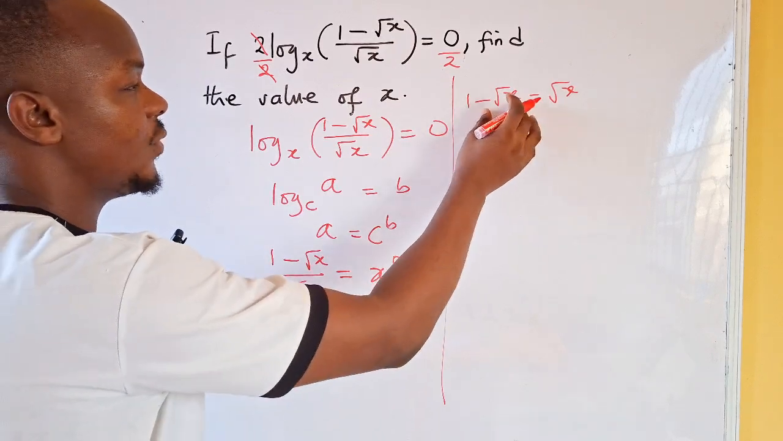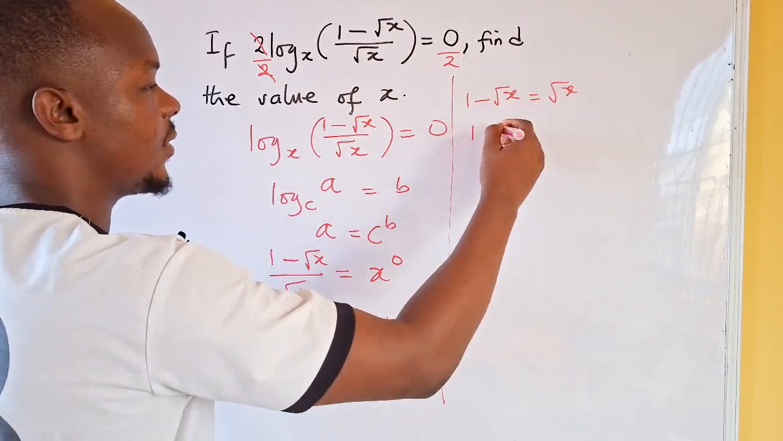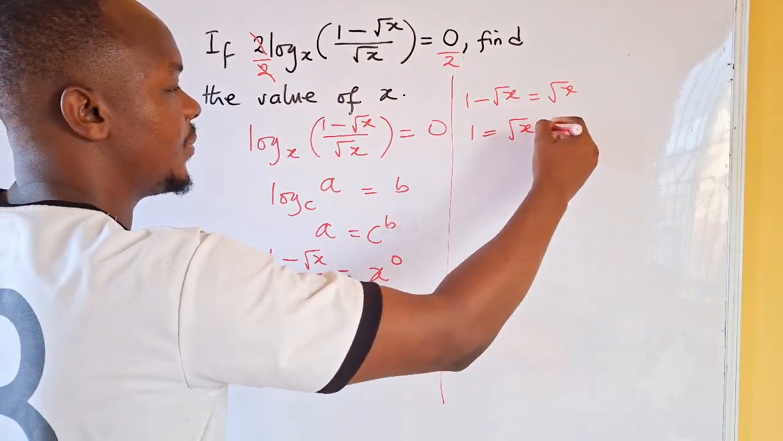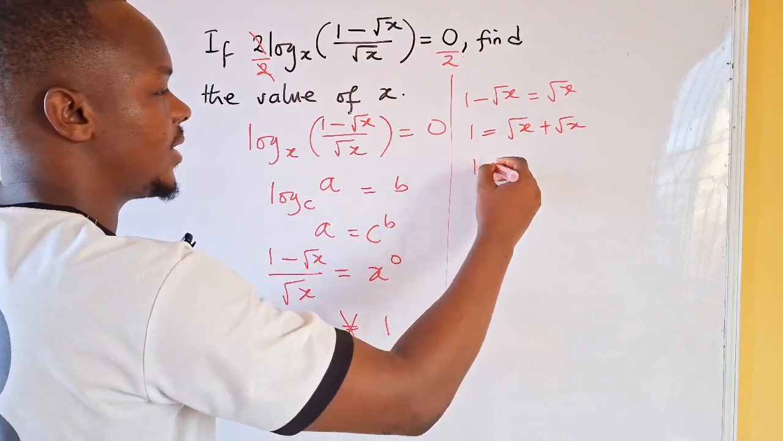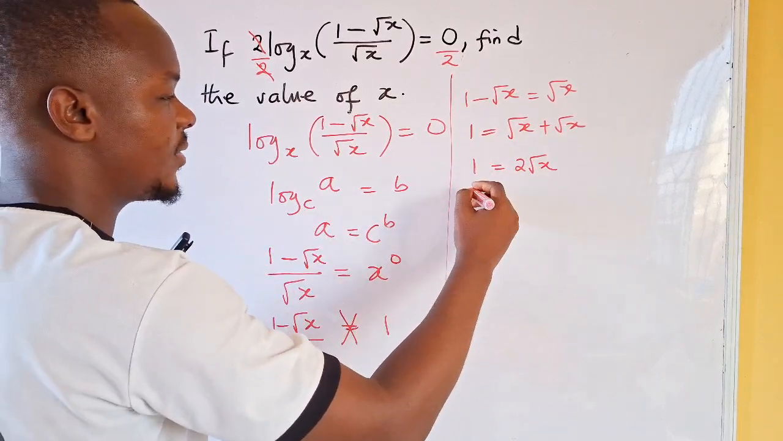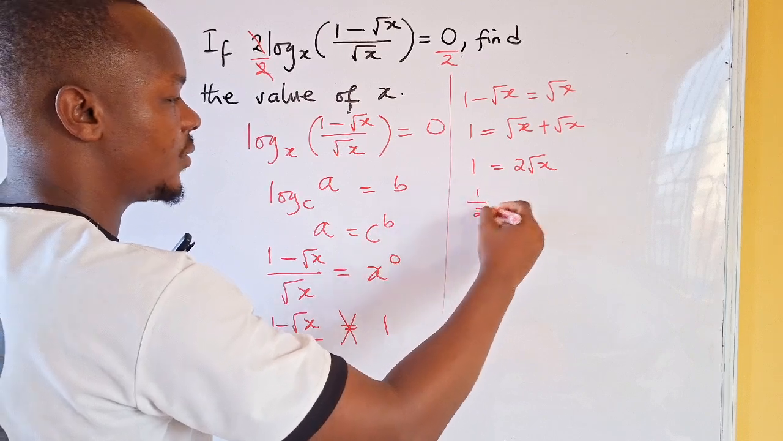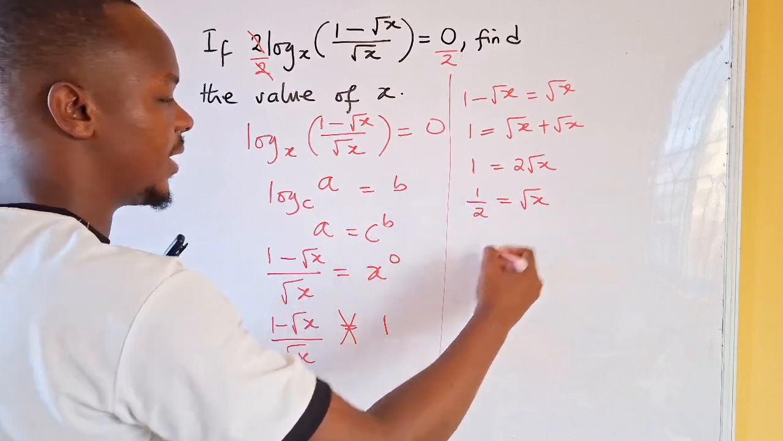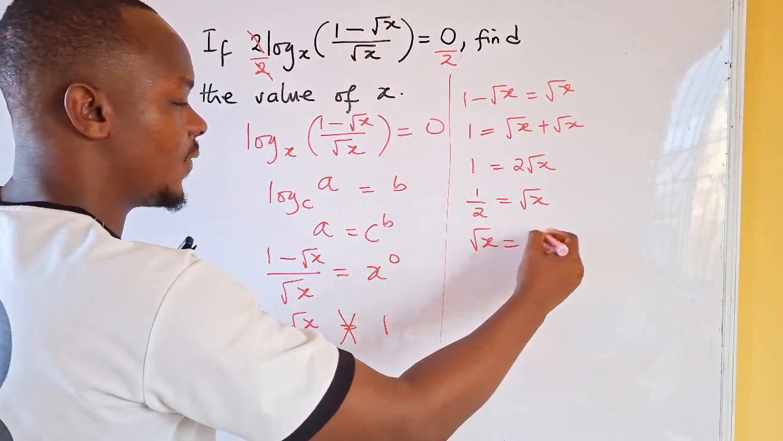So all you need to do is move root x to this side. So now you have root x plus root x. Root x plus root x will give you 2 root x. So divide both sides by 2, you have 1 over 2 equal to root x. So root x is equal to 1 over 2.